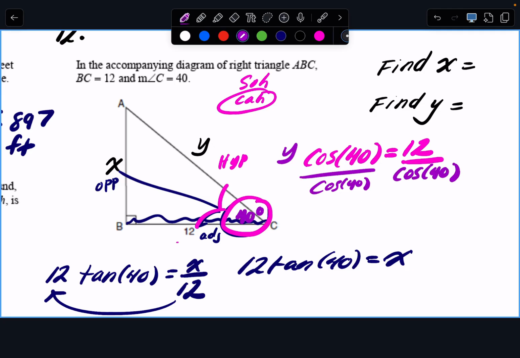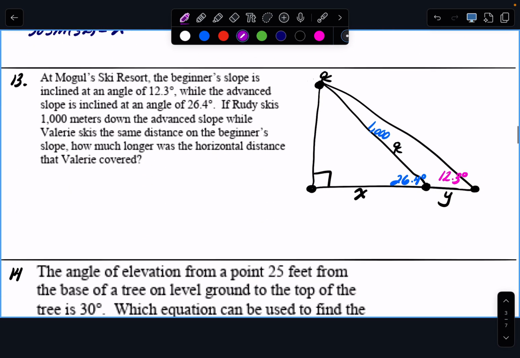Okay, good. And then you would have that. So then you would type in your calculator 12 divided by cosine of 40. That would be your Y, which would be 15.7. I just rounded to one decimal place. And then you're going to type in 12 tan of 40, 10.1-ish.